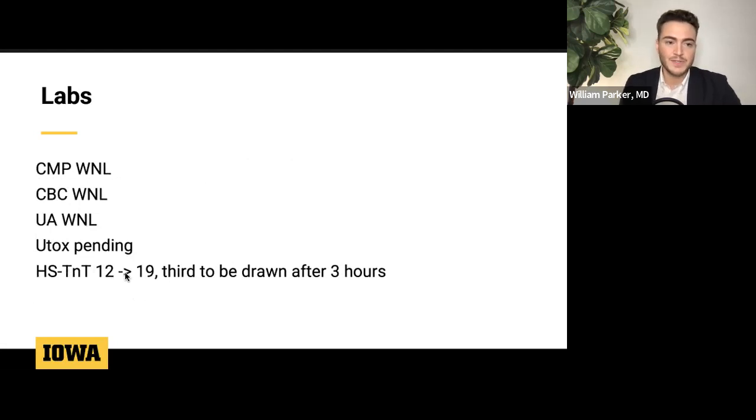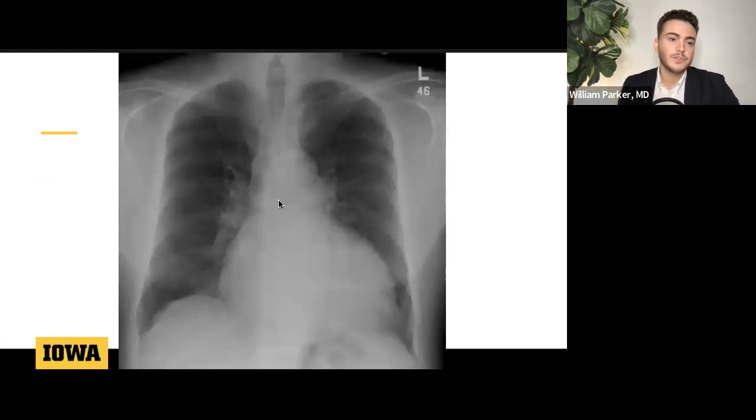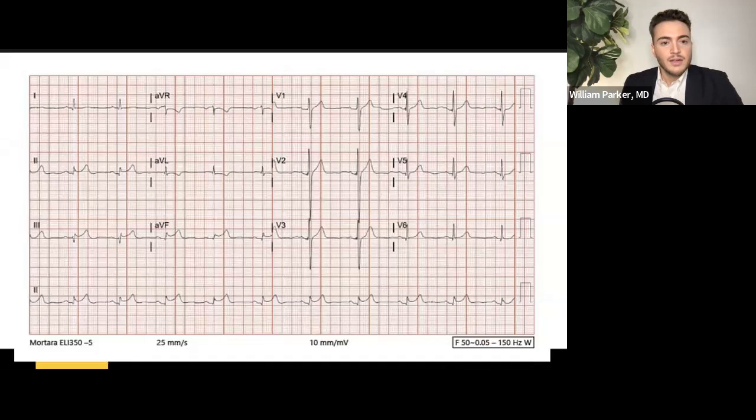High sensitivity troponin took a little bit of a bump, and the third one is pending, but not back yet. Chest x-ray, this is an AP film, but still probably some cardiomegaly and perhaps the tiniest bit of pulmonary vascular cephalization. EKG for her shows some very small inferior Q waves. And what I would probably say, not knowing clinical context or anything, is early repolarization.